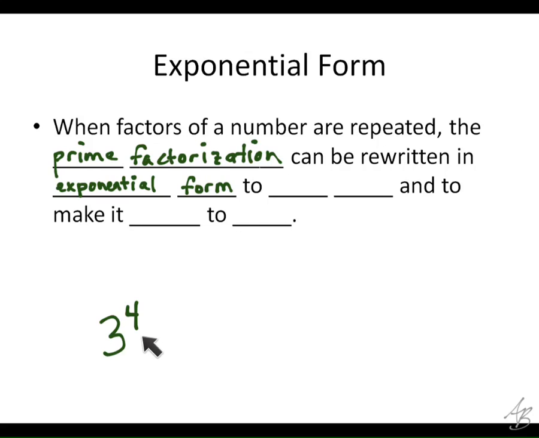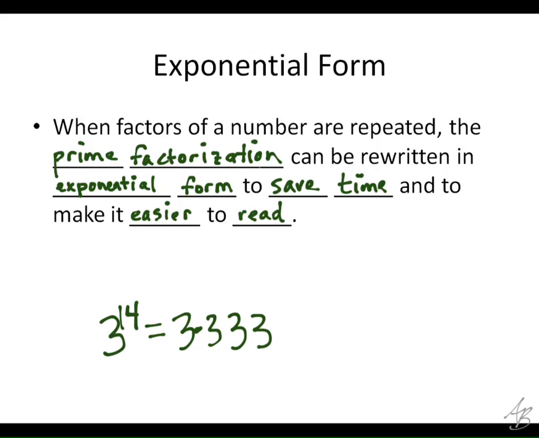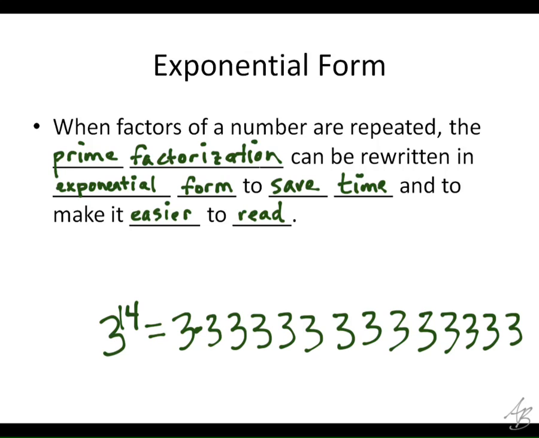So what we're saying here is when numbers are repeated, we can use exponential form. We can write things like this. And it does 2 things for us. It's going to save us some time, and it's going to make it easier to read in a lot of cases. And I'll show you why in a minute. So instead of writing 3 times 3 times 3 times 3, I can just write 3 to the 4th power. Or let's say I had 14 3s in a row. So I wrote 3 to the 14th power. It would be really hard to look at this and just know right off the bat that there are 14 3s here, right?